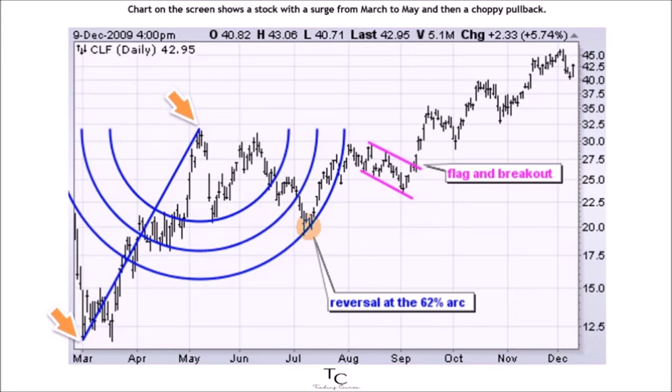The chart on the screen shows a stock with a surge from March to May and then a choppy pullback. The stock bounced off the 38% arc in mid-May and then bounced off the 62% arc in early July. Even traders that missed this bounce were given a second chance with the flag pullback and breakout in early September.